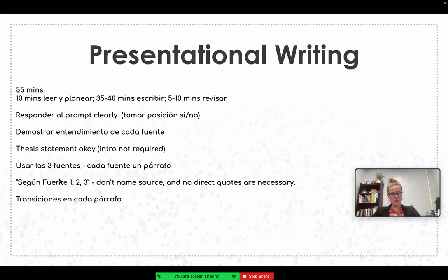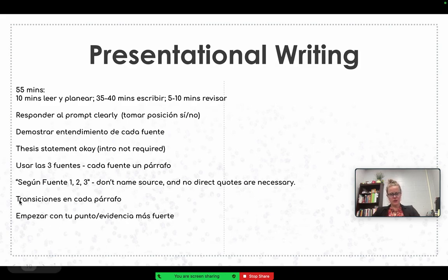Okay, don't forget your transitions in every paragraph. Para empezar, además, otro punto, continuando, right? And then para concluir. So at the beginning of each paragraph, check off at the end to make sure you have 4 or 5 transiciones and within your paragraphs as well.